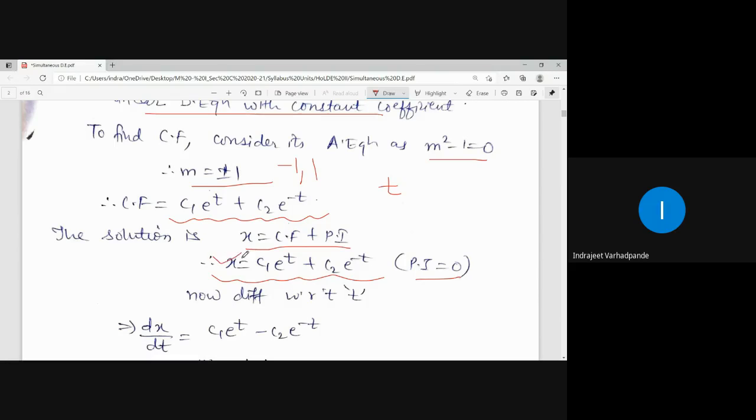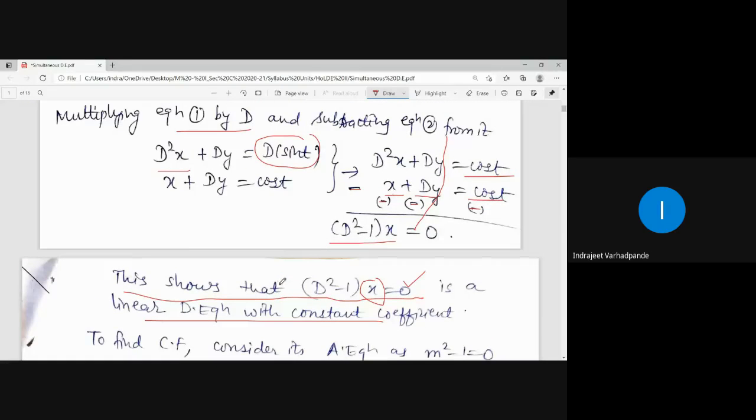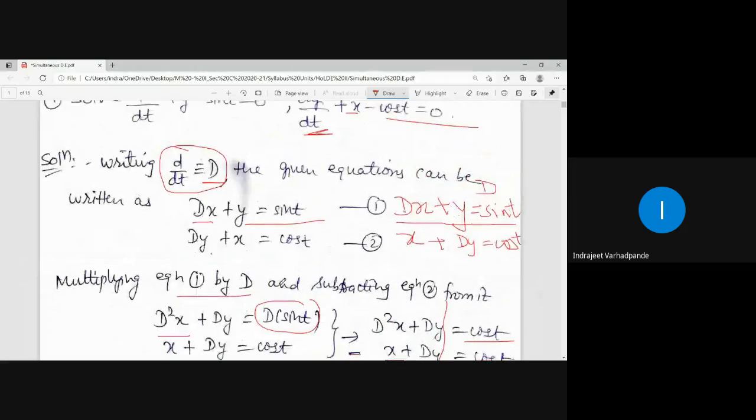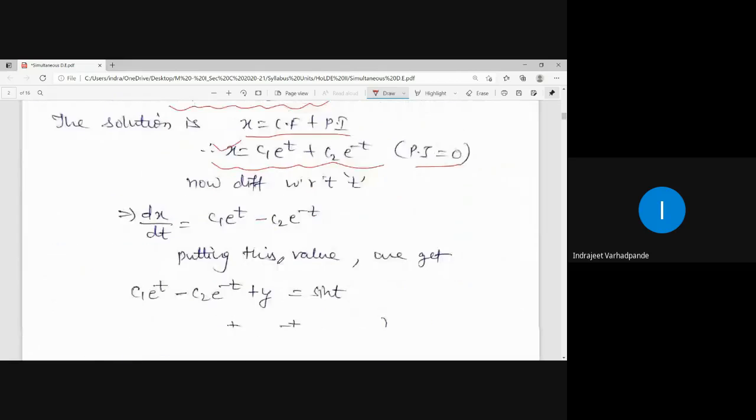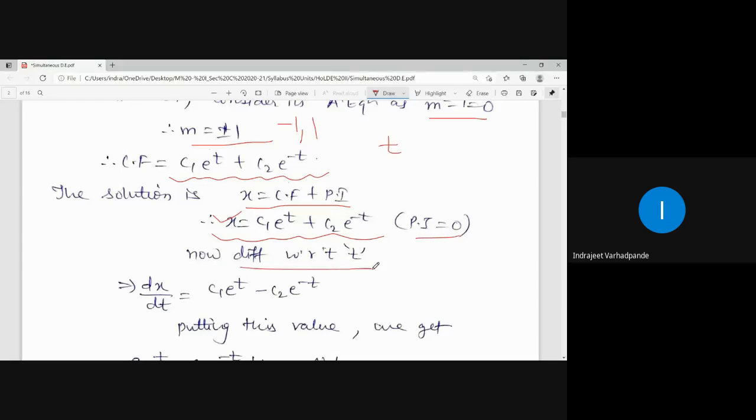Now this is the value of x we have obtained. How can you calculate the value of y? You can calculate the value of y from this equation. The derivative of x, subtracted from sin t, will give you the value of y. So Dx means the derivative of x with respect to t. I differentiate this. Dx by dt will be C1 e to the power t, the derivative of e to the power t, and what is the derivative of e to the power minus t? Minus e to the power minus t.